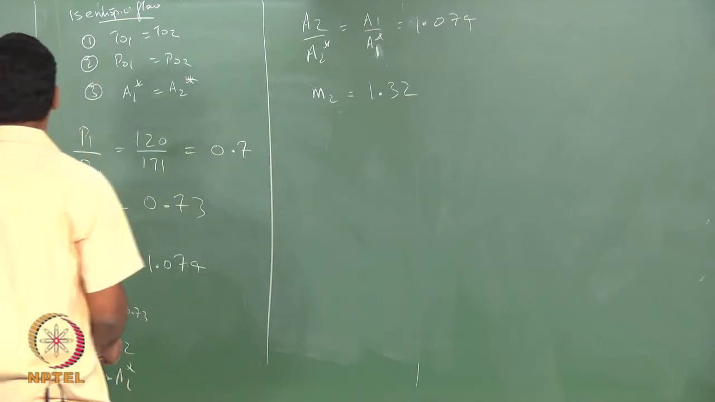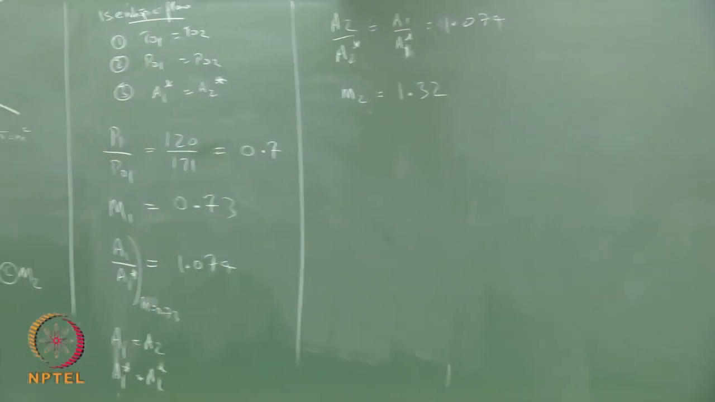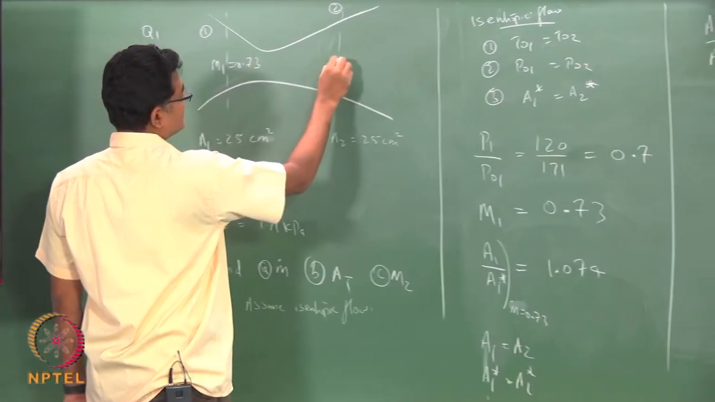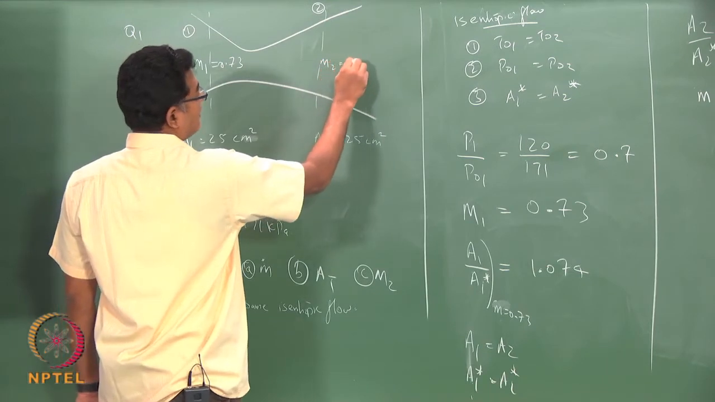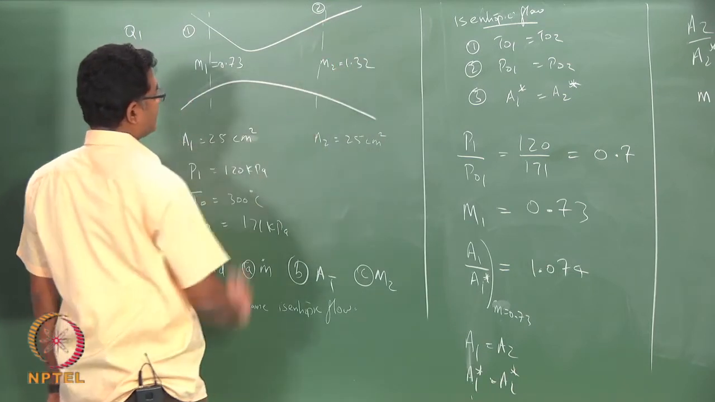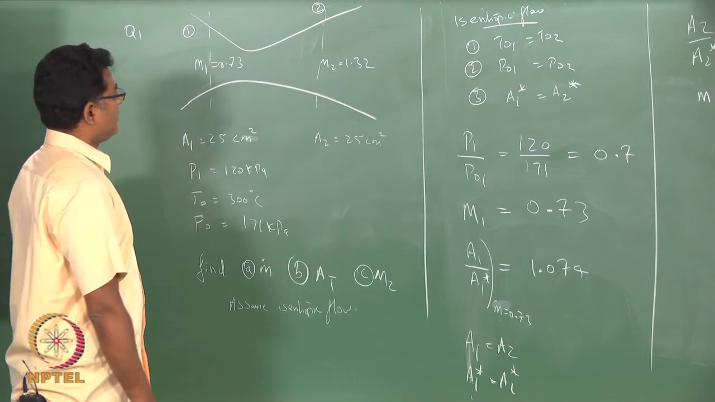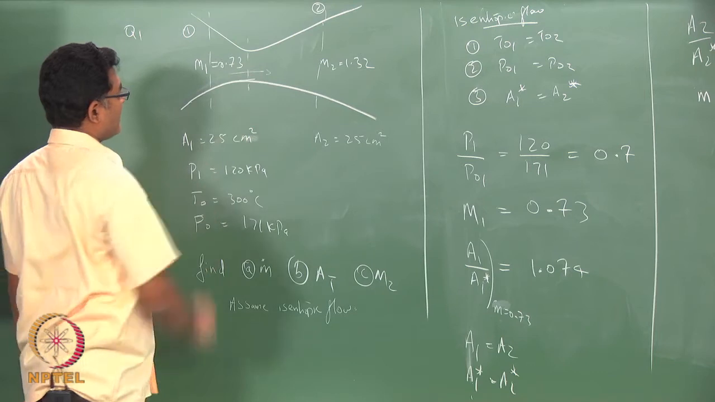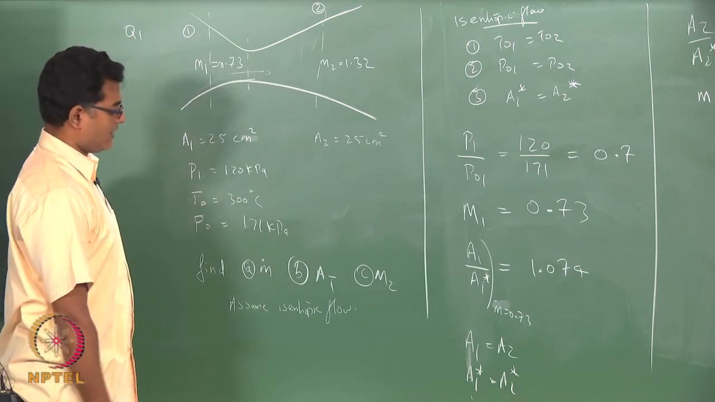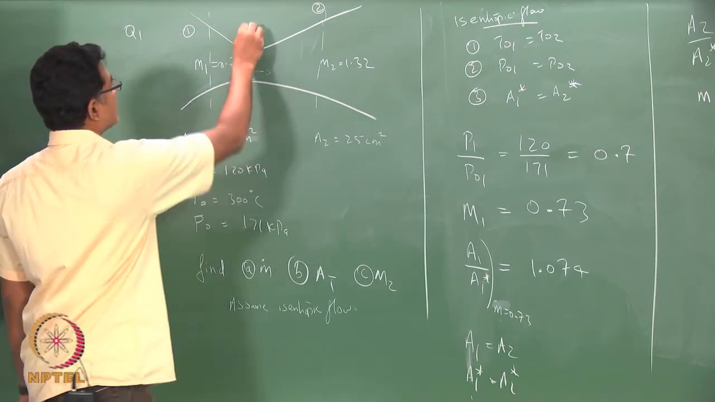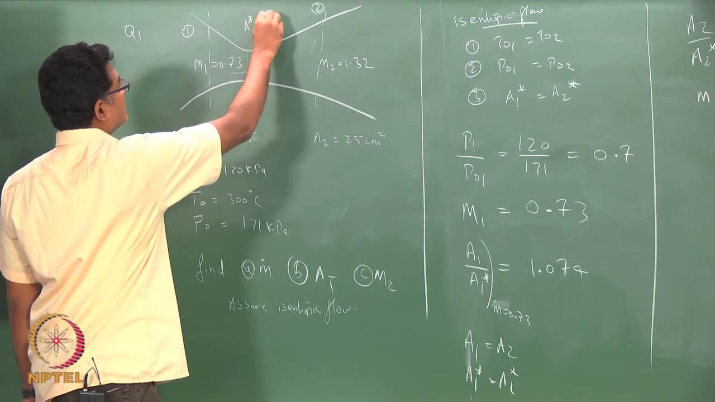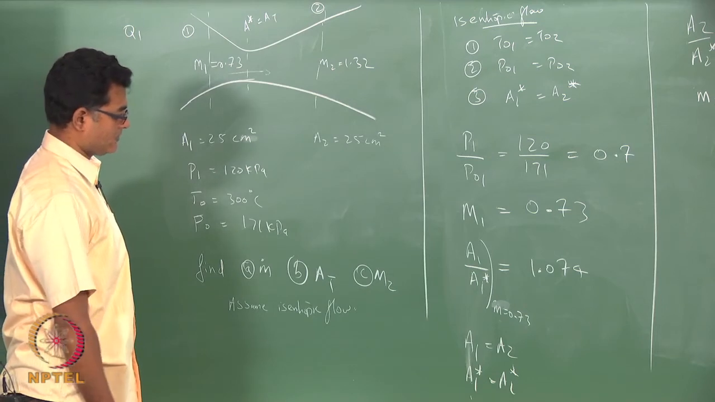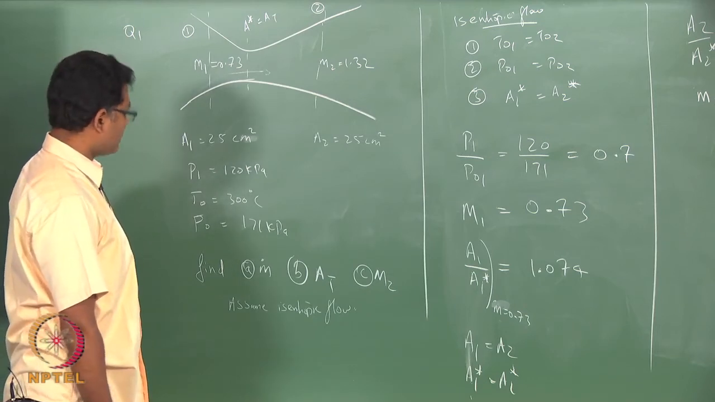So, the fluid that comes in at M1 0.73 reaches a Mach number of 1.32 for this area ratio. Somewhere it is crossing 1, which happens at the location where dA is 0, which is your throat. So, your A star is your A throat.